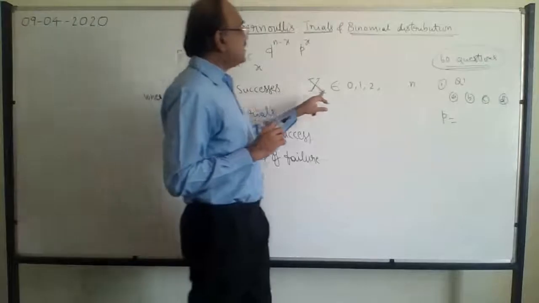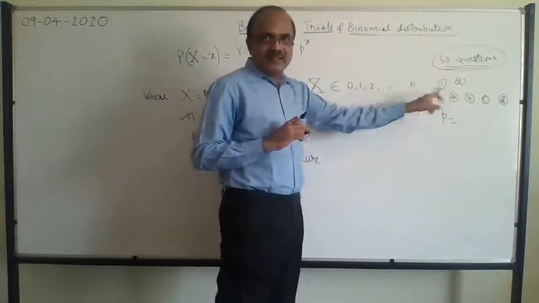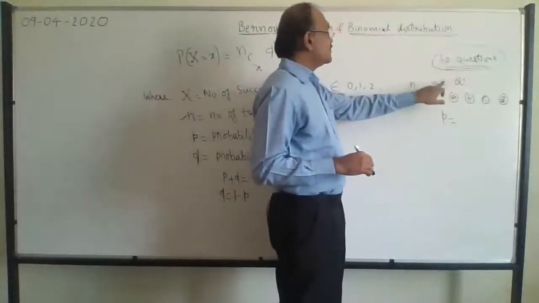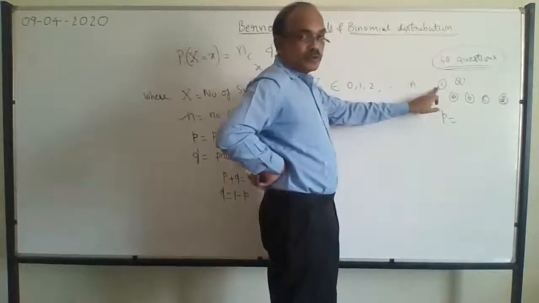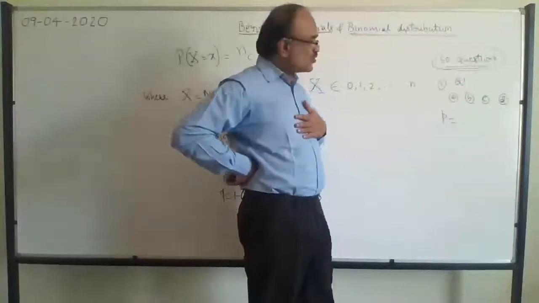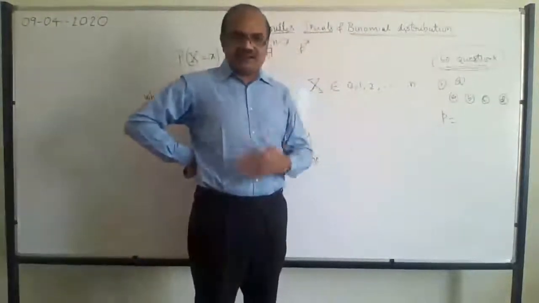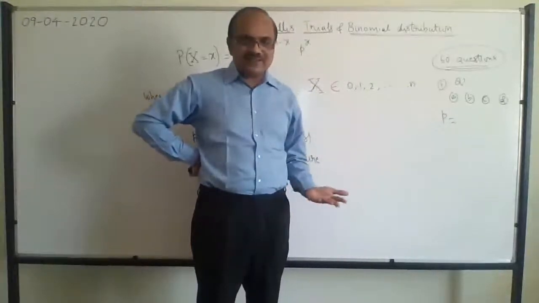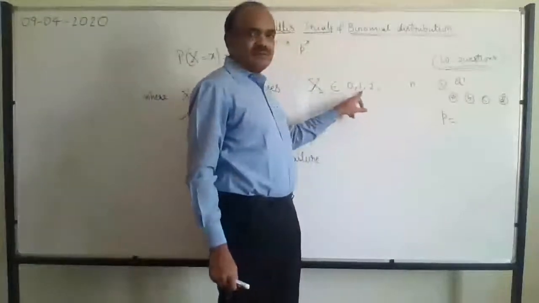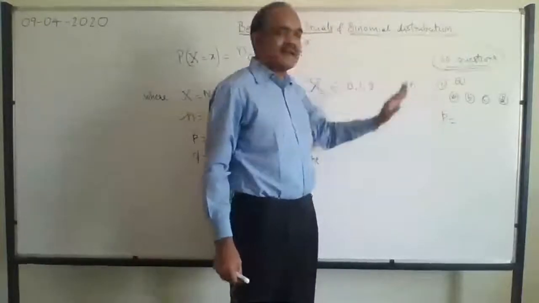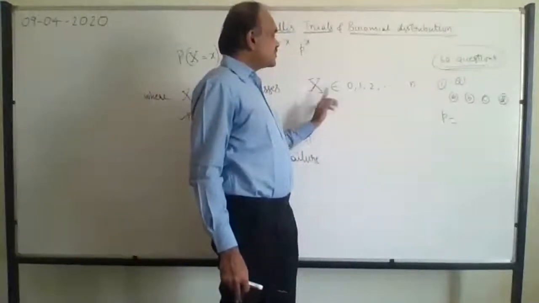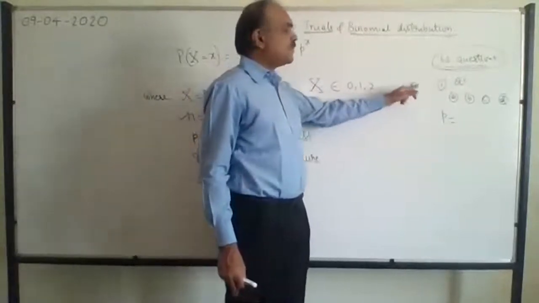Your X value always belongs to 0 to N. I am performing this exam with 60 questions, so my success maximum could be 60, minimum could be 0. If you are very unlucky, you may get even 0. That is possible, right? So in the worst case, you may get 0, and in the best case for this experiment, you will get 60, that is N, the number of trials. So the X value, number of successes, belongs to 0, 1, 2, up to N.